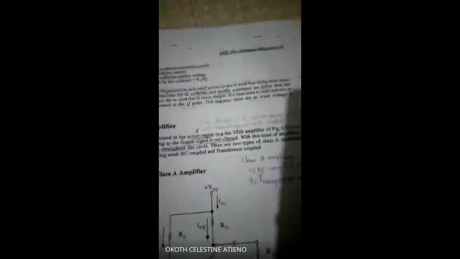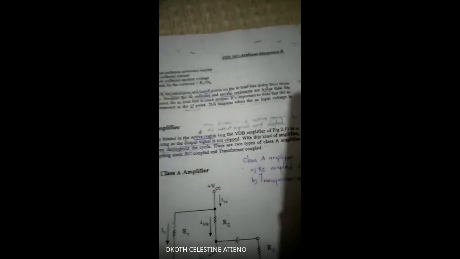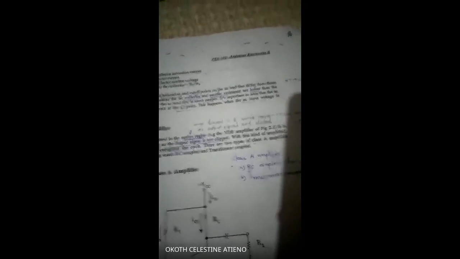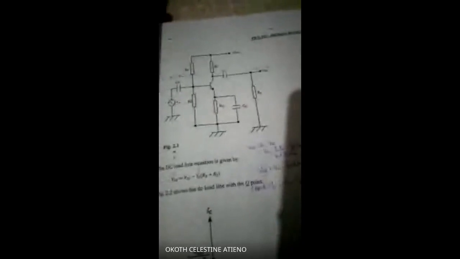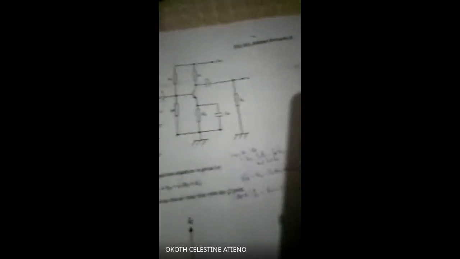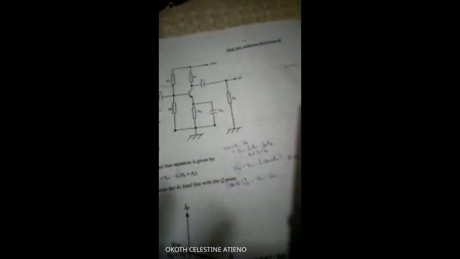For it not to be clipped, we will realize current will flow throughout the cycle. There's something we did here, and you'll note for the active region, we said the operating point, or rather Q, is located in the middle of the load line for class A. So I want you guys to remember that. I want you guys to really remember that.